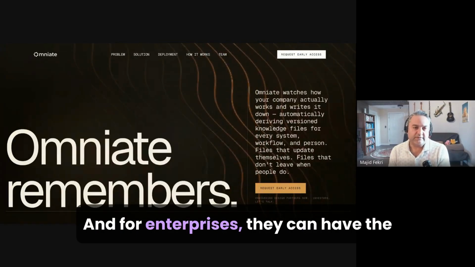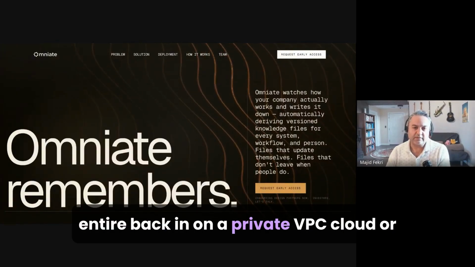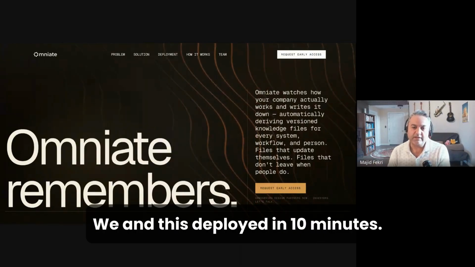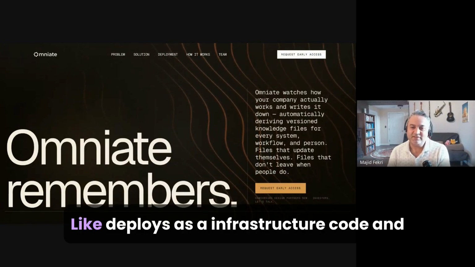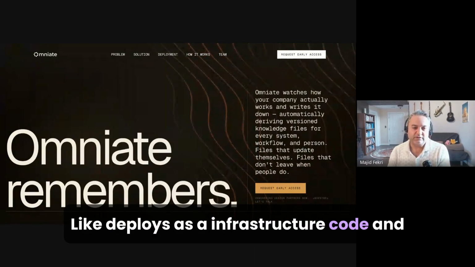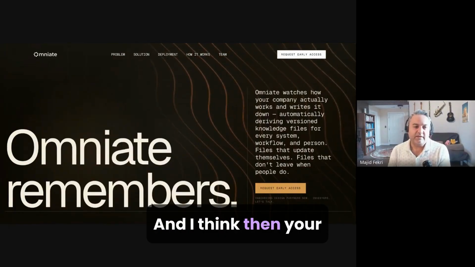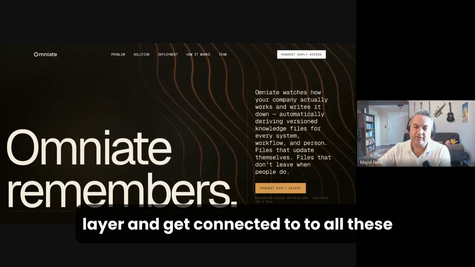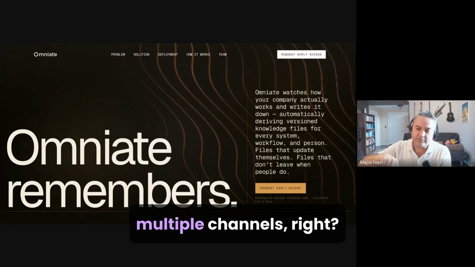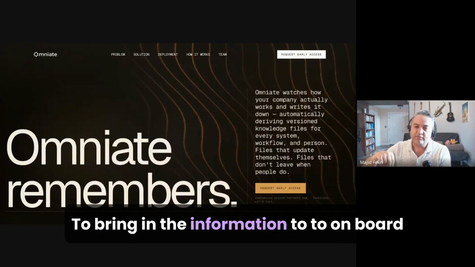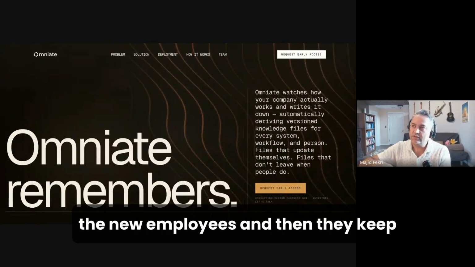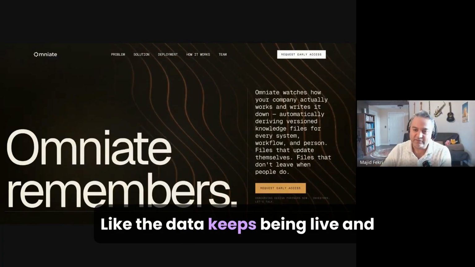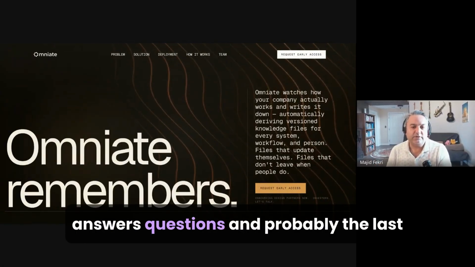For enterprises, they can have the entire backend on a private VPC cloud, or on-prem, or on GCP. And this is deployed in 10 minutes. Moorcheh deploys as infrastructure as code in 10 minutes. And I think your enterprise product would come in as a top layer and get connected to all these multiple channels, right? To bring in the information, to onboard the new employees, and then to keep everything live, so the data keeps being live and answers questions.